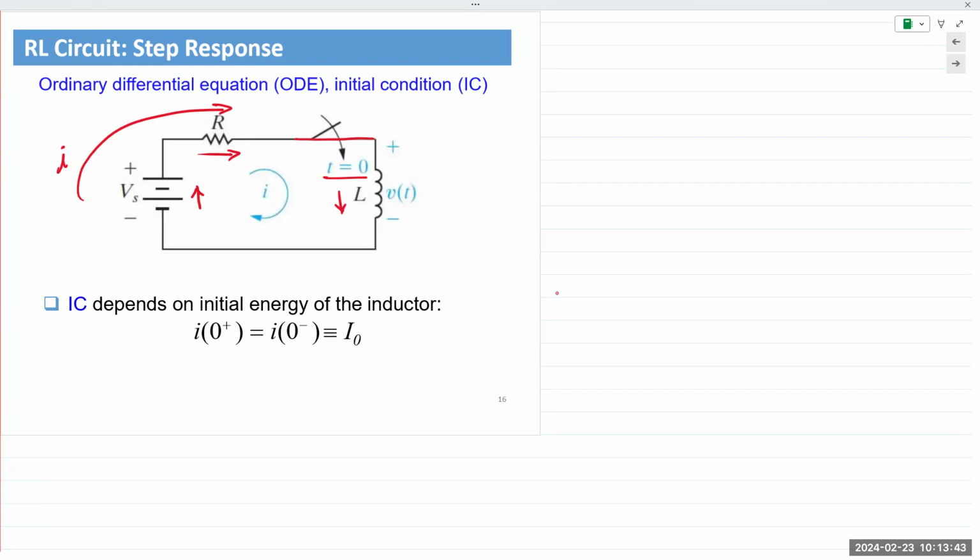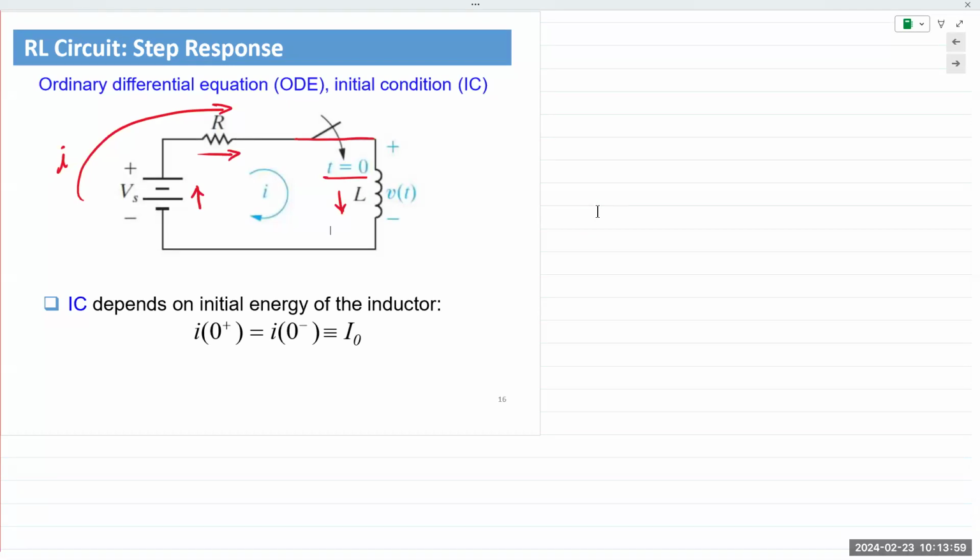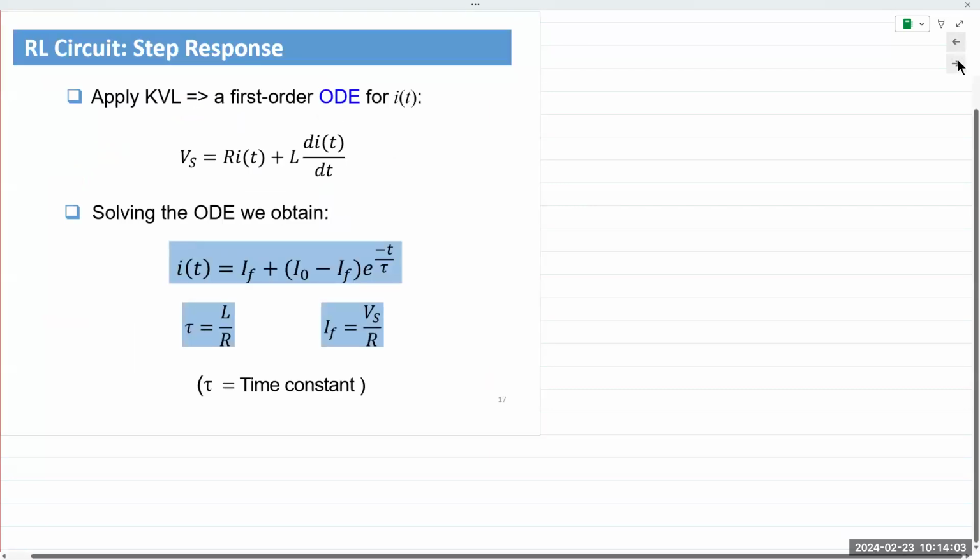The initial conditions of the circuit depend on the initial energy of the inductor. Now, in this case, we are assuming that the inductor did not have any charge. But again, in the equation, we will take it into account. So similar to the natural response derivation, we will apply KVL and we obtain a first order differential equation.